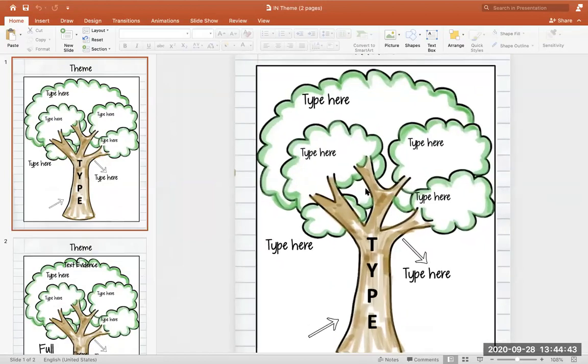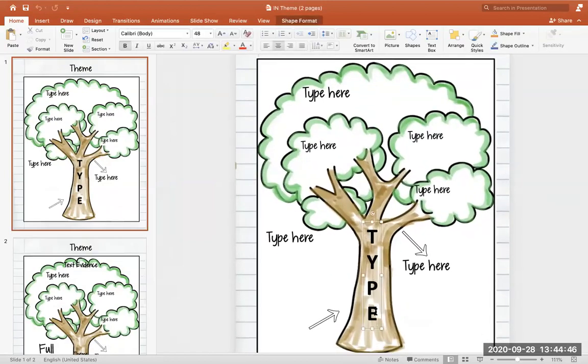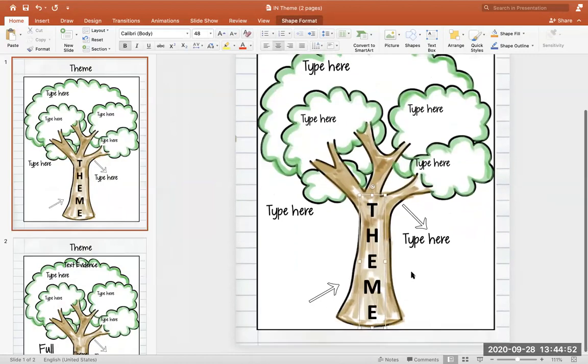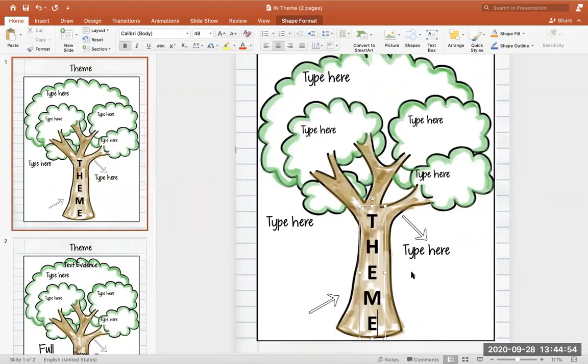Okay, so the first thing we're going to do is take this type right here and turn it into the word theme. So do that first. And then everything we put in the theme tree is a definition of theme. First of all, when you're coming up with a theme for a story or whatever it is that we're reading, today it's going to be a video, you need to know that any theme that you come up with can be considered valid. But the caveat is you have to be able to support it with text evidence. So if you can support it with text evidence and it makes sense, then it's right.